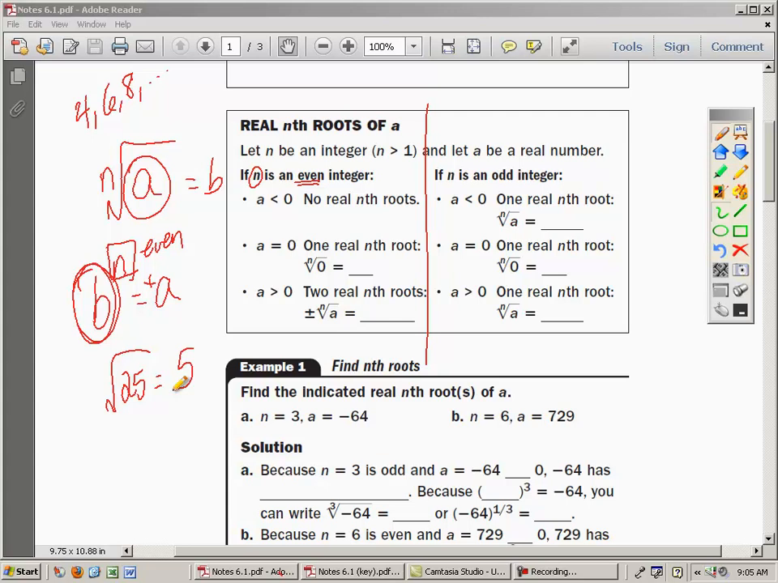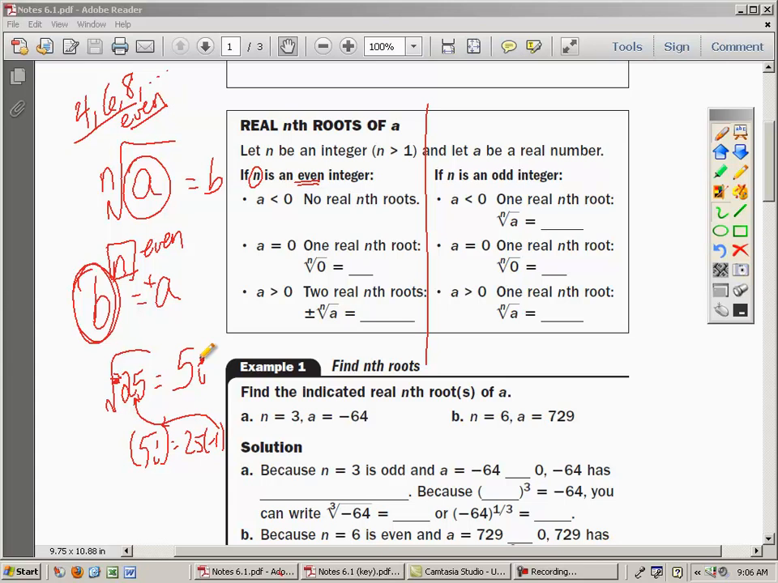Now, if I asked you to take the square root of negative 25, well, that would be the same thing as 5i, but it's not real. It's an imaginary number because, again, the only way to get negative 25 is if we square 5i, which effectively would be 5i squared, which is 25 times negative 1, or negative 25. All right, so we can't take the even root of a negative number, otherwise we get things that are imaginary.